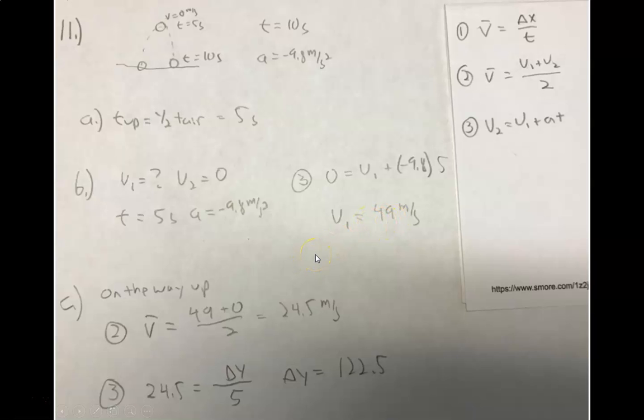Then C asks how high it went. I guess if it's looking for how high it went, we need to find the average velocity first. So equation 2. We started at 49, and at the top it was 0. So we're really ignoring the second half of the picture here, just going from start to finish. So we get 24.5 meters per second.